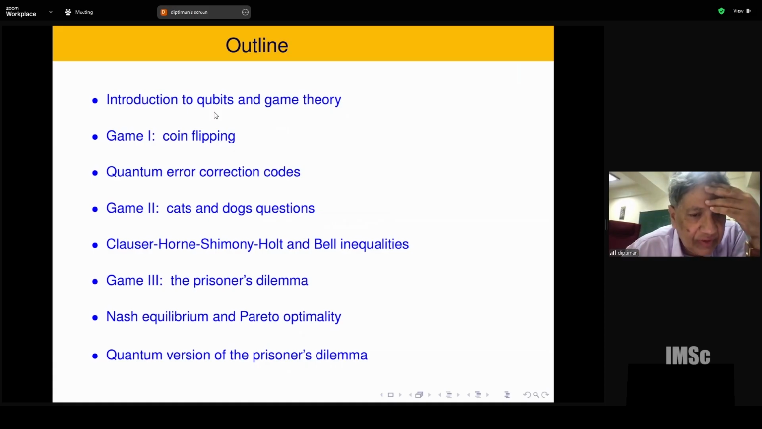The third one is this very famous game called the Prisoner's Dilemma, which I'm sure you have heard in other talks, and you'll hear more in other talks in this workshop. But you'll hear it again very briefly in the present talk. And there are two things that I like about this game, which is related to the concepts of Nash equilibrium and Pareto optimality. And then I'll tell you about a quantum version of the prisoner's dilemma.